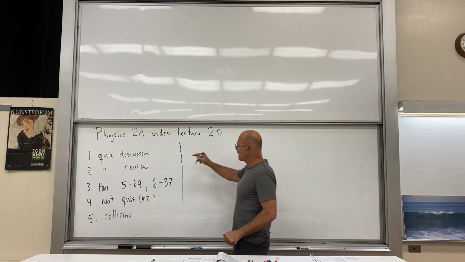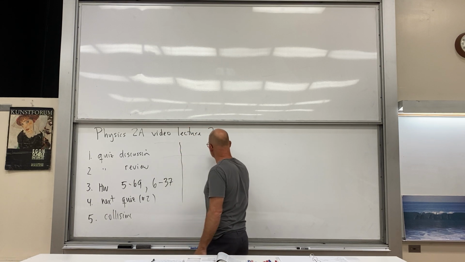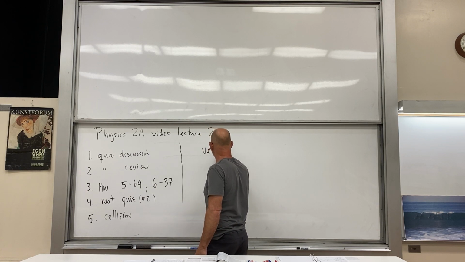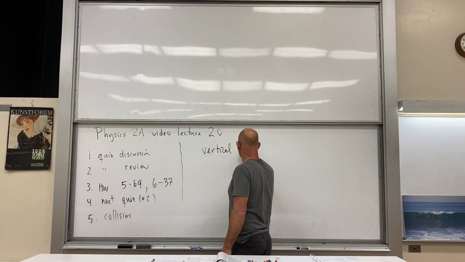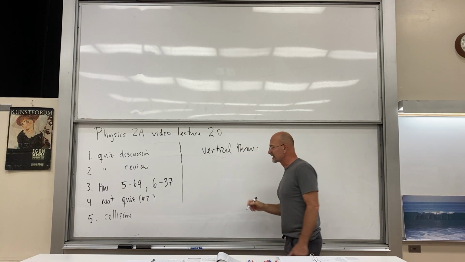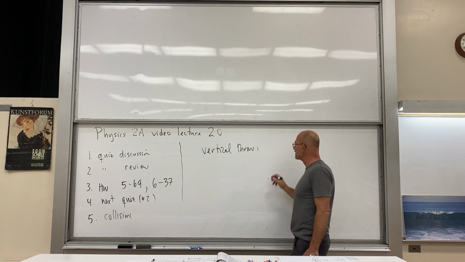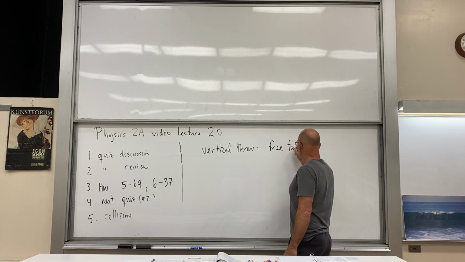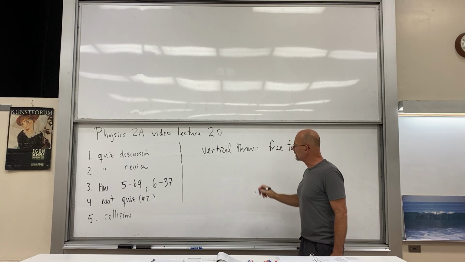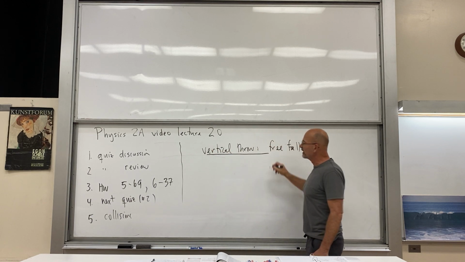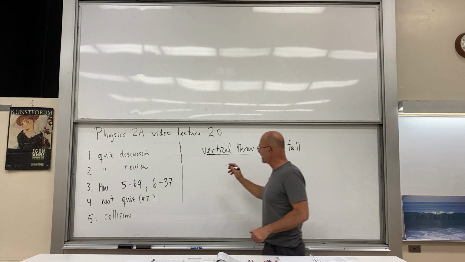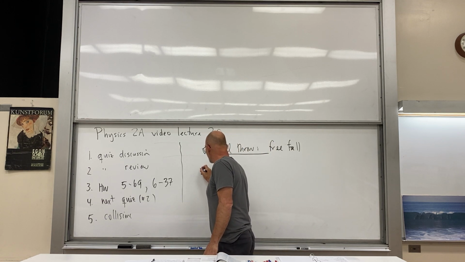So here's how I want to continue this quiz discussion. What I had told you in my email was that it was going to be about the vertical throw, which is what we called just the basic discussion of one-dimensional free fall. So what you wanted to do was be ready for that. So of course you had time to review that, and in particular you want to have your formulas ready.